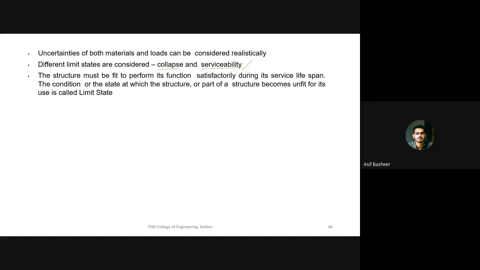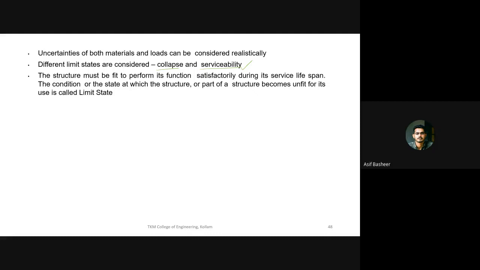In limit state of serviceability, there won't be any collapse of the structure, and the structure is still usable. If there occurred some crack, will you say that the structure is not usable? You will do the repair, right? If there occurred some fire inside your building, after the fire is put out, you need to do some repair, and still the structure is usable. If there occurs some excessive deflection, you will try to reduce that deflection, and you will again use the structure.